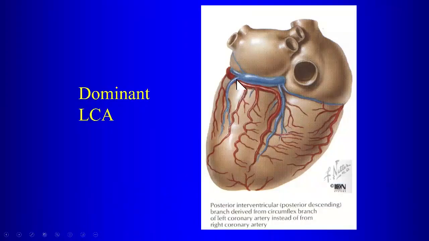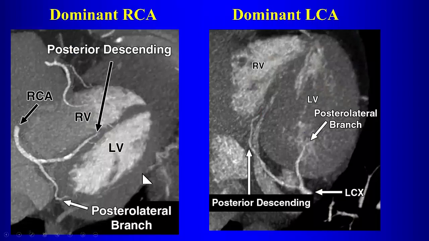So dominant left coronary artery here, we have the circumflex. We're looking at the back of the heart, so we have the circumflex coronary artery coming around, supplying the posterior wall of the left ventricle, and then here we have the PDA coming down along the posterior interventricular groove.